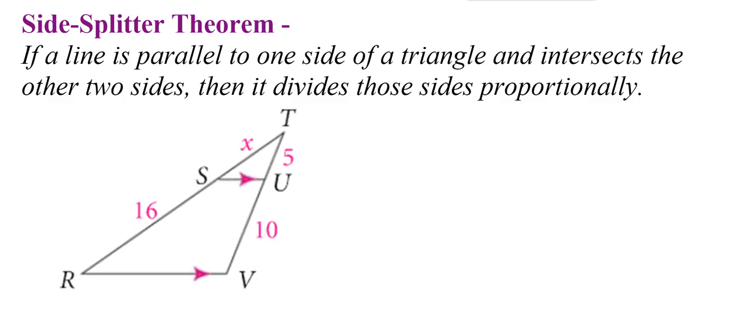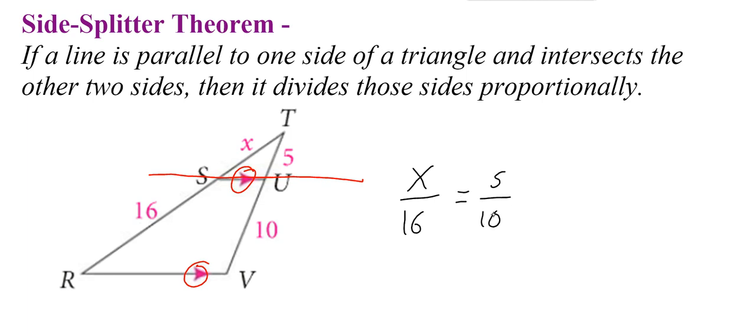Okay, so there's some other theorems we want to talk about here. One is our Sidesplitter Theorem, that if we have a triangle and it's intersected on 2 sides, then that line that's intersecting on the 2 sides is parallel to one of the sides. How it splits this side, TV, and TR are in proportion. So in other words, x over 16 equals 5 over 10. You could also set it up as x over 5 equals 16 over 10.